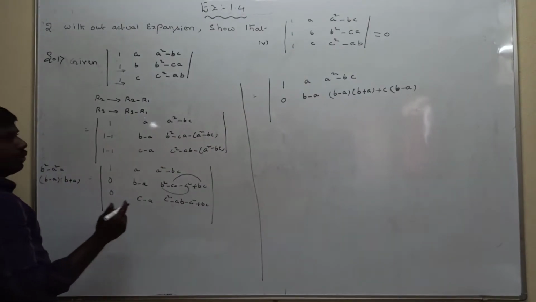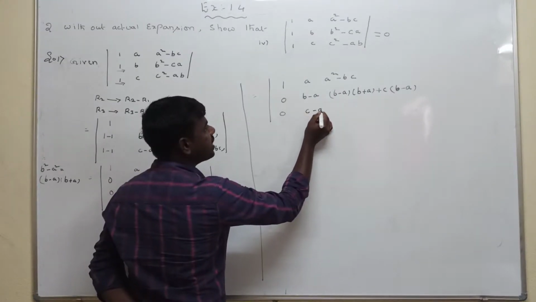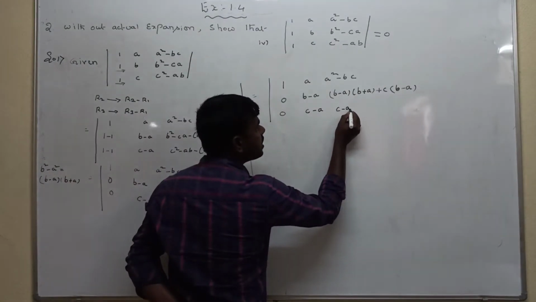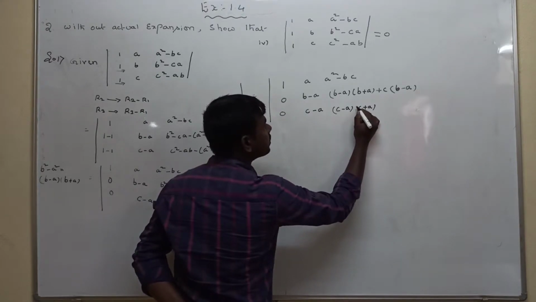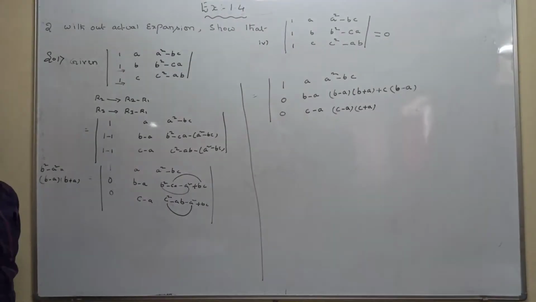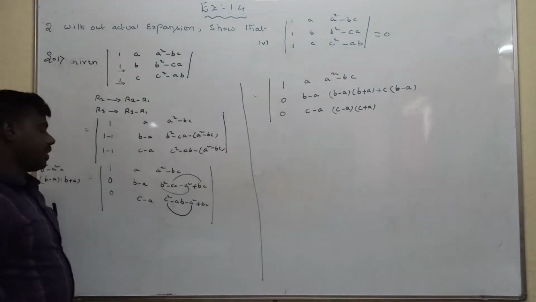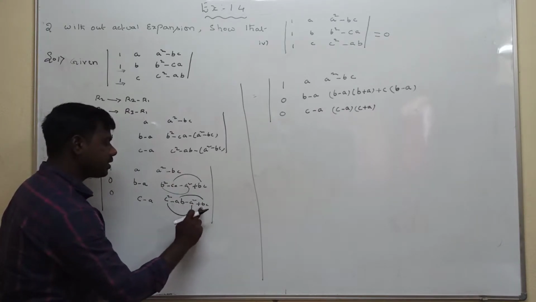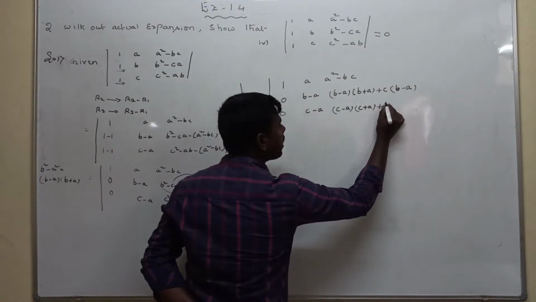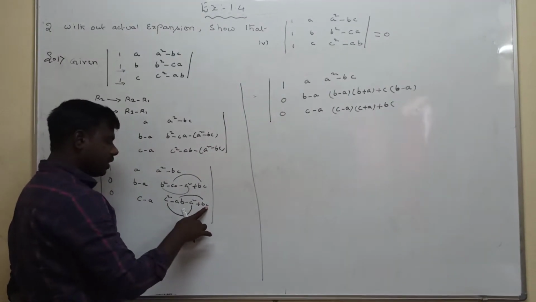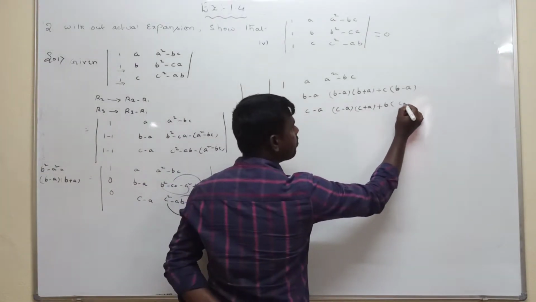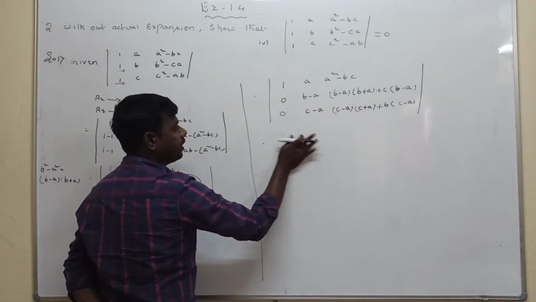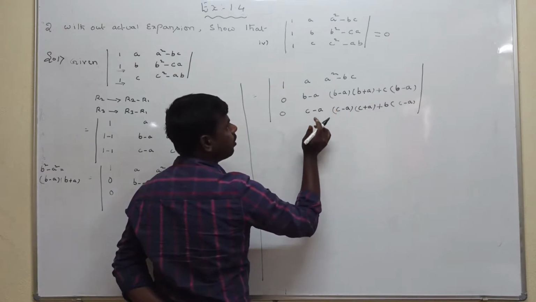Next, third row: 0, next c minus a. Here also c square minus a square can be written as c minus a into c plus a. Observe, dear students, minus ab plus bc. Here in this take b common. Taking b common, the left of the element is c here and a here, so c minus a. Now observe, dear students, the second row, what after that?